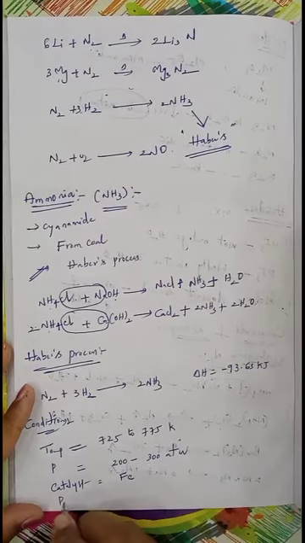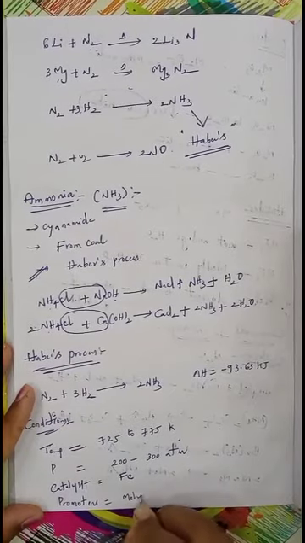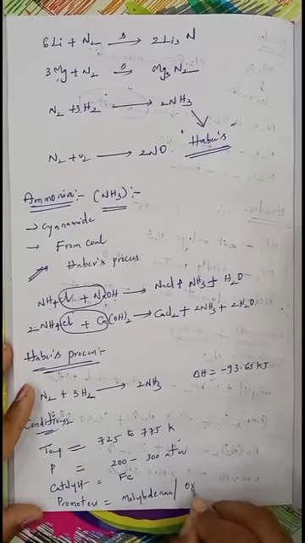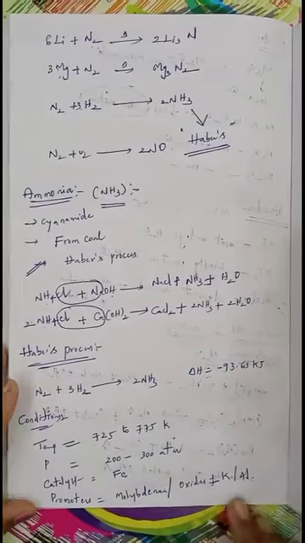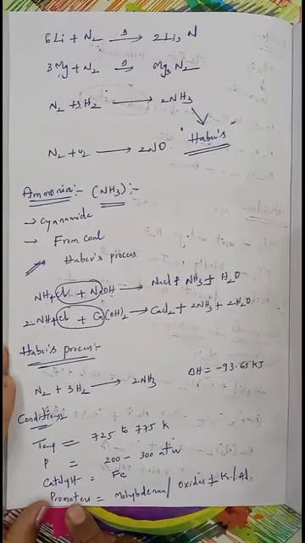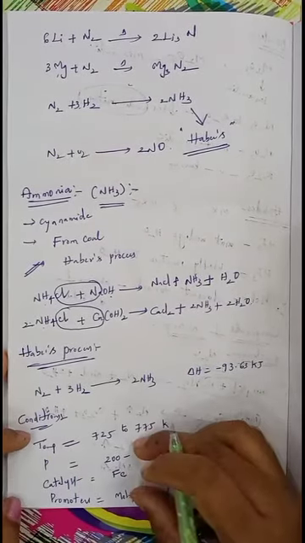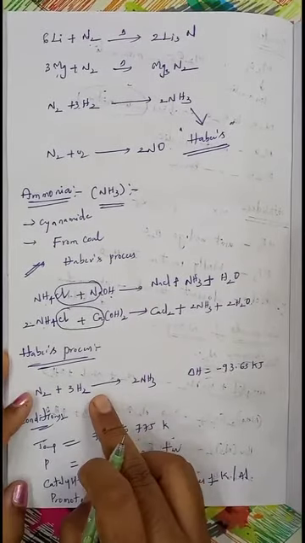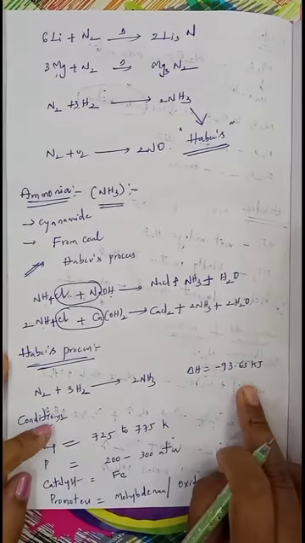Promoters, molybdenum or oxides of potassium or aluminum, are used as the promoters which can activate the catalyst. The promoter's activity is to activate the catalyst. So this is about the important conditions of Haber's process. By following these conditions, whenever nitrogen reacts with hydrogen in the chamber, these two are converted into ammonia by releasing this much heat energy.